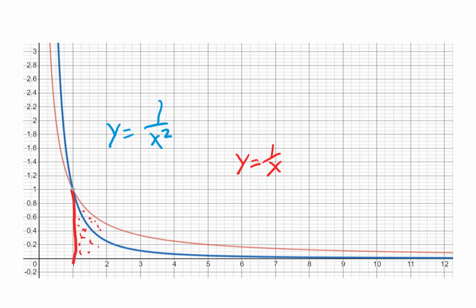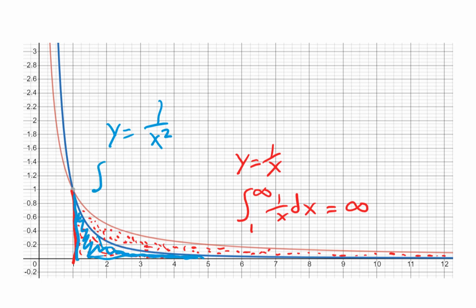The area under the red curve, y equals 1 over x, as x goes from 1 to infinity, was found to be infinite. The area under the blue curve, y equals 1 over x squared, as x goes from 1 to infinity, was found to be 1. We can see in the graph that the blue area is much smaller than the red area because the blue curve approaches the x-axis much faster than the red one does.